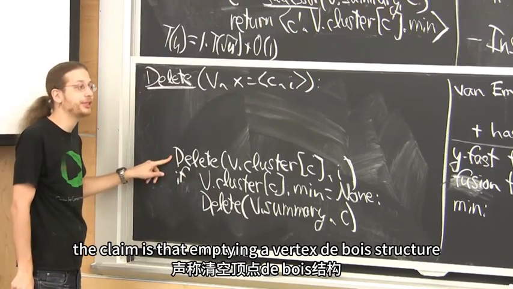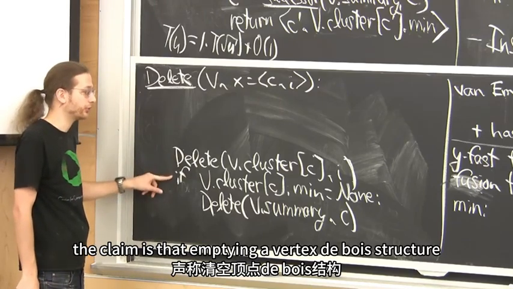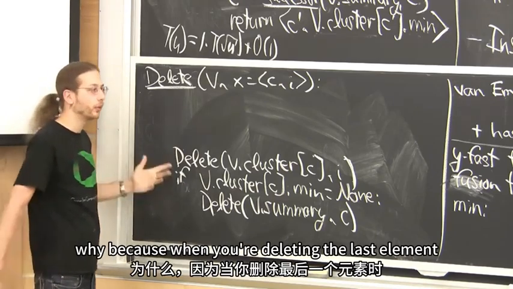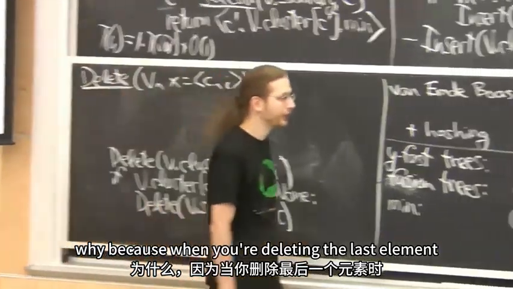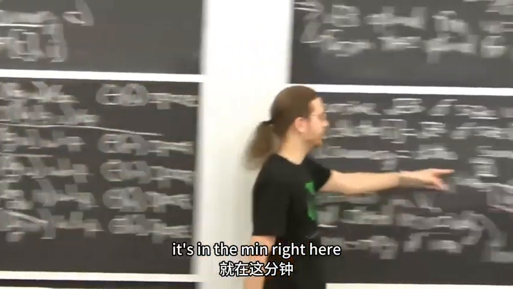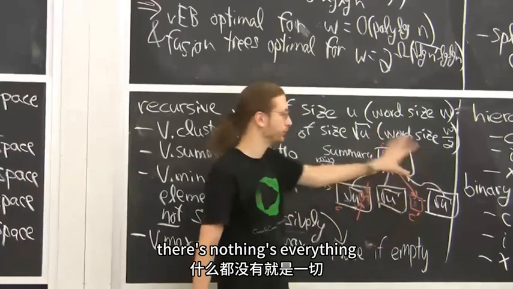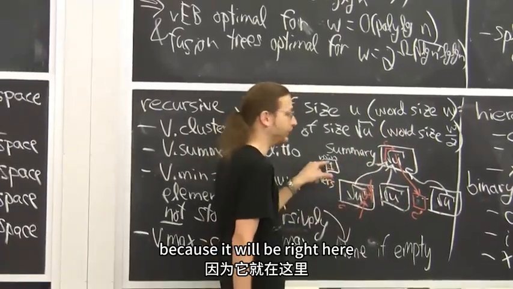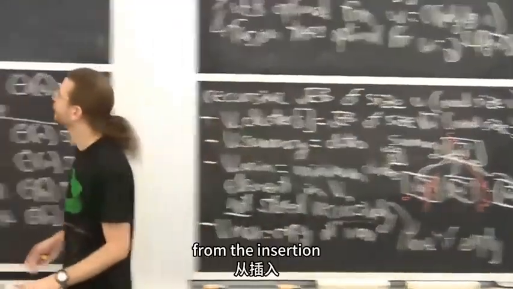The claim is that emptying a van Emde Boas structure takes constant time, like if you're deleting the last element. Why? Because when you're deleting the last element, it's in the min right here. Everything below it, all the recursive structures, will be empty if there's only one item, because it will be right here. You can check that from the insertion.